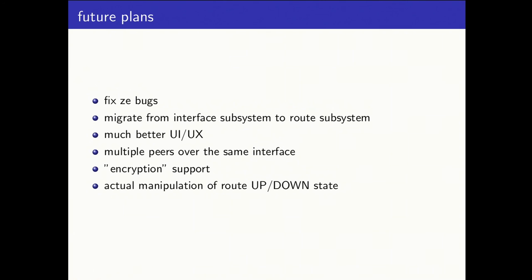Future plans: fix all the bugs, of course. As said, we need to migrate from the interface subsystem over to routing. As part of our discussion earlier, it's a much, much better place to put it because we actively care about routes and not necessarily which interface it's on. That being said, if it does change interfaces, then you mark it down and you redo everything as appropriate.